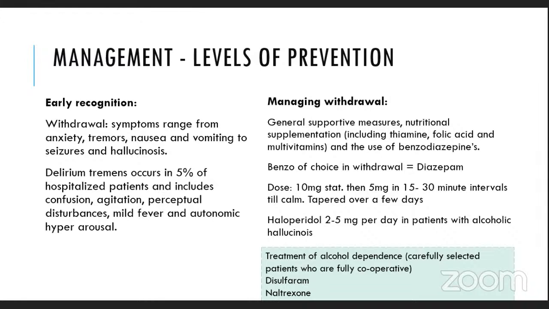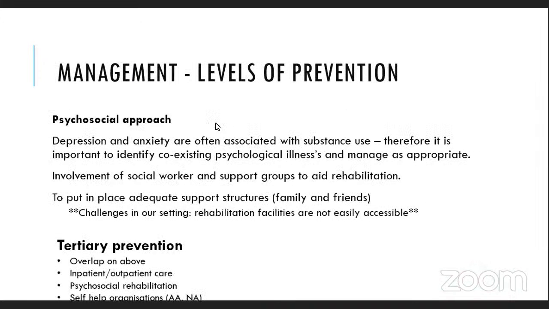In more specific cases, for treatment of alcohol dependence in carefully selected patients who are fully cooperative, drugs like disulfiram, naltrexone, and acamprosate can be used. For the psychosocial approach, depression and anxiety are often associated with substance use, so it's important to identify the coexisting psychological illnesses and manage them. The involvement of a social worker and support groups also aids rehabilitation, and helps to put in place or ensure adequate support structures. Family and friends are often the support structures that we would like to have available.